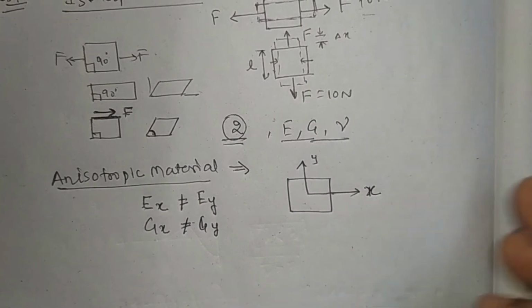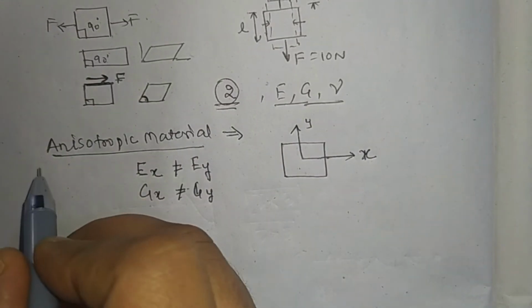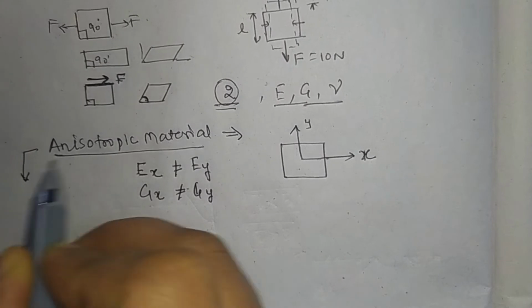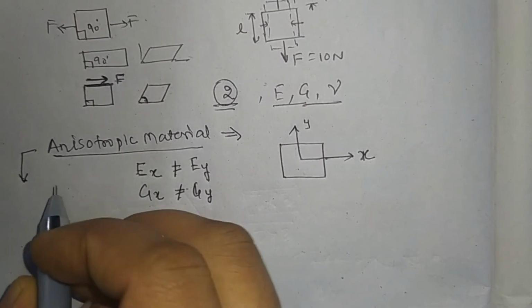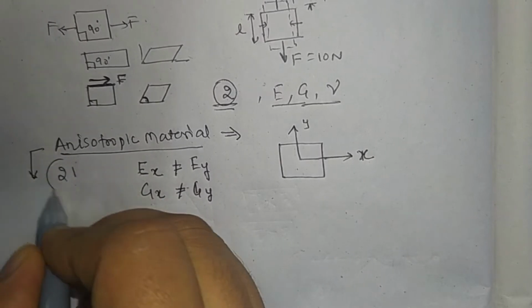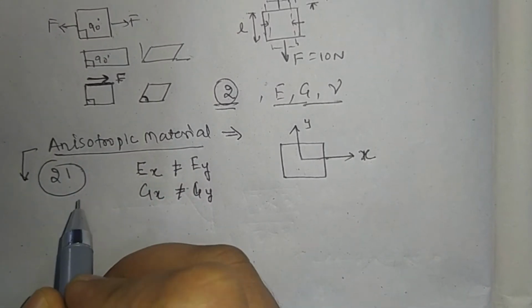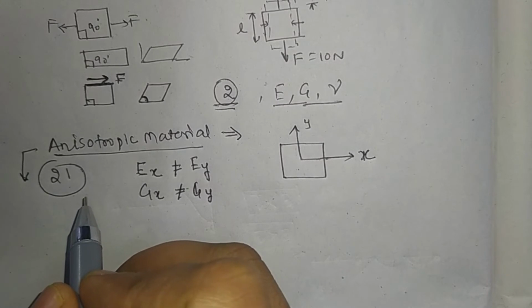Okay, and also let's give the answer. In the anisotropic material, there are 21 independent elastic constants that are required.